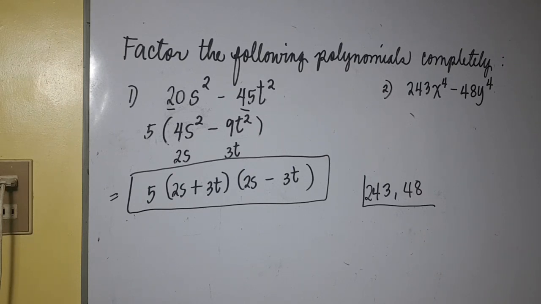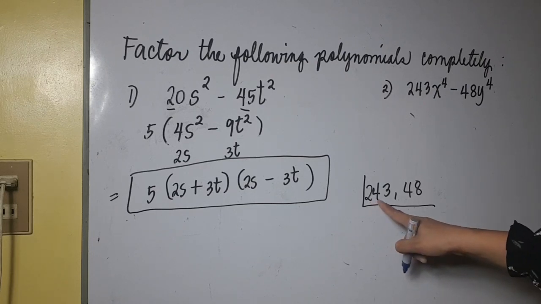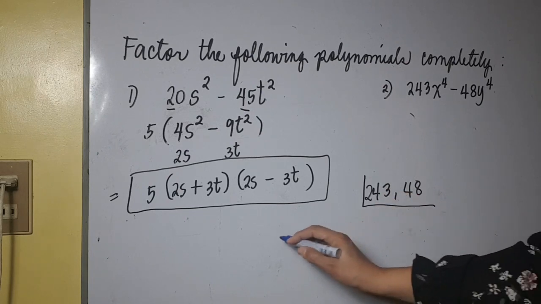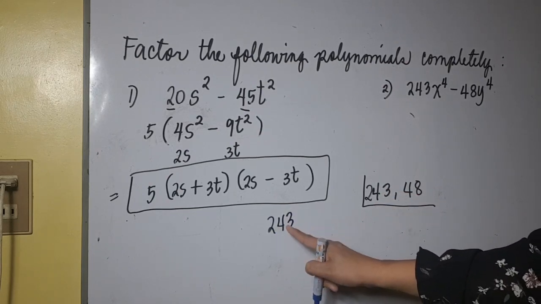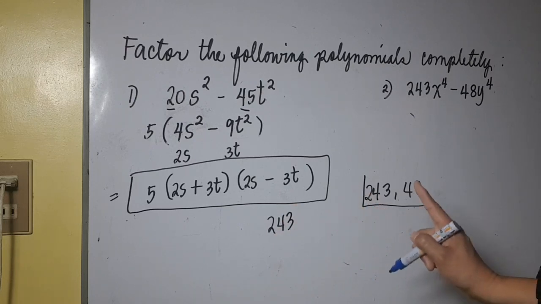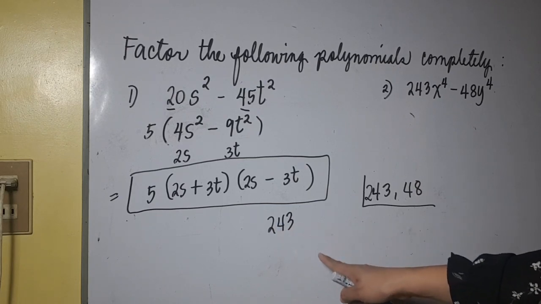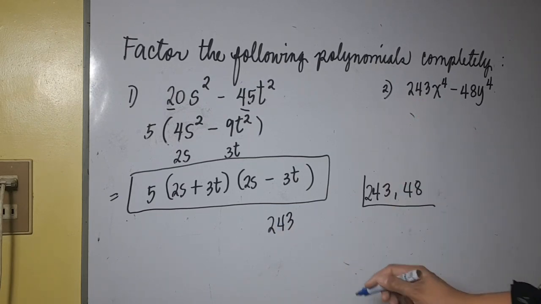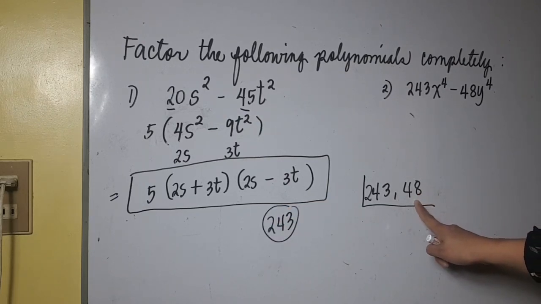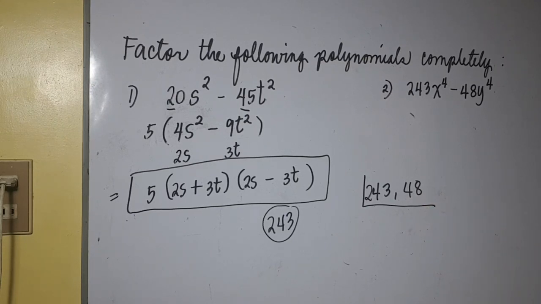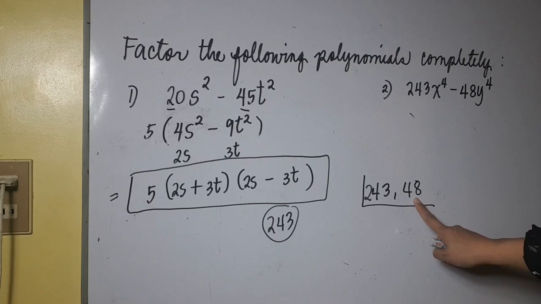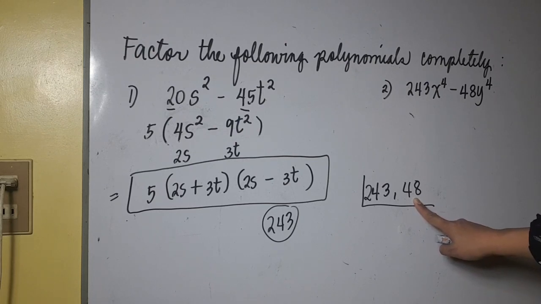Okay, let's try 3. How do you know that a number is divisible by 3? Let's look at 243 and add the digits. A number is divisible by 3 if the sum of its digits is divisible by 3. 2 plus 4 is 6 plus 3 is 9, and 9 is divisible by 3. So 243 is divisible by 3. What about 48? The sum of the digits is 12. 12 is divisible by 3, so 48 is divisible by 3.